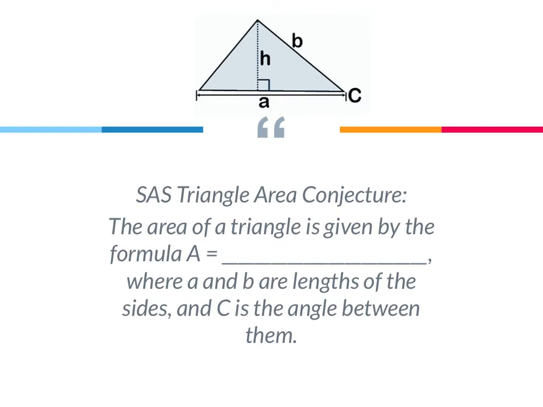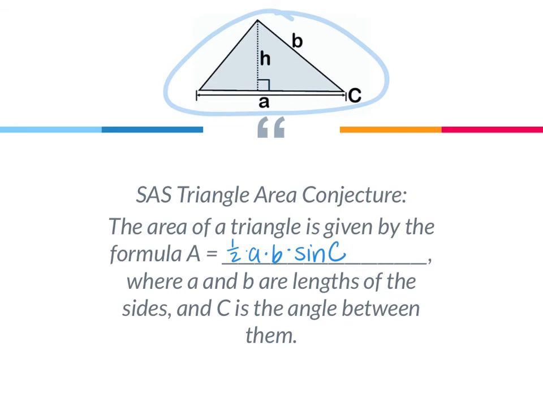So the side angle side triangle area conjecture. If you have a triangle that looks like this, the area of the triangle is given by the formula 1/2 times a times b times the sine of C.